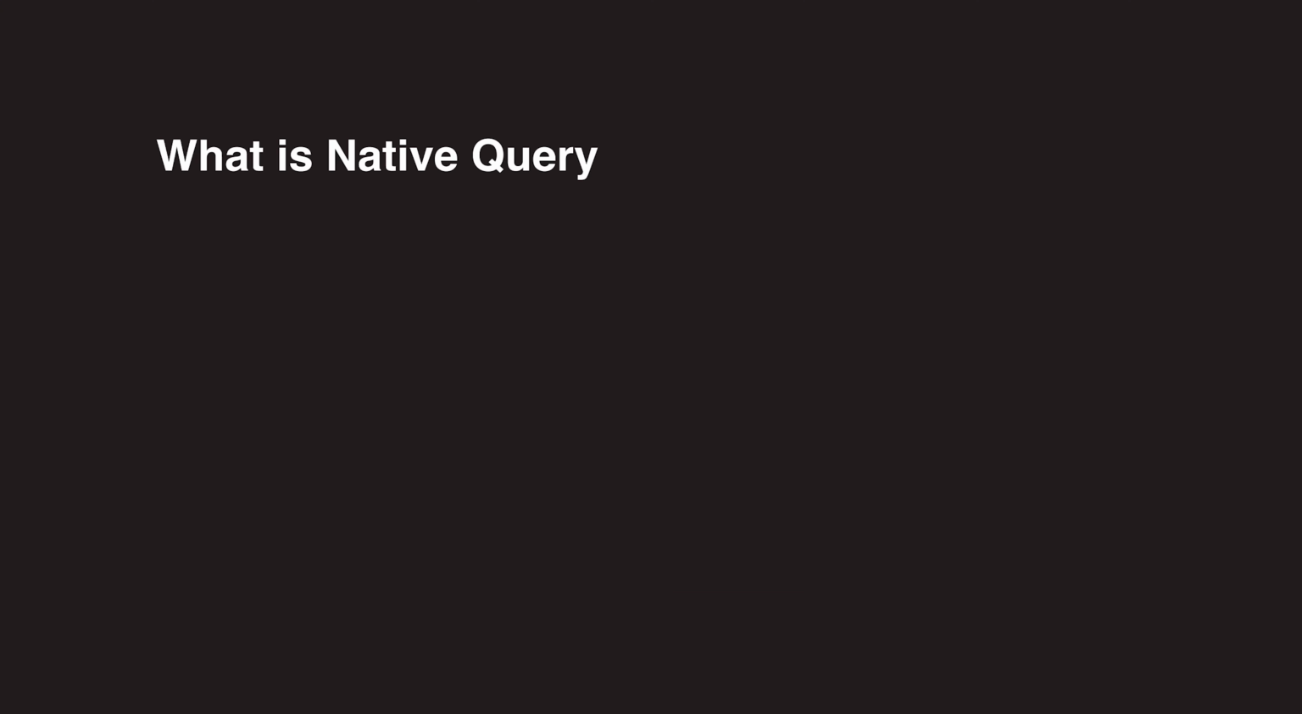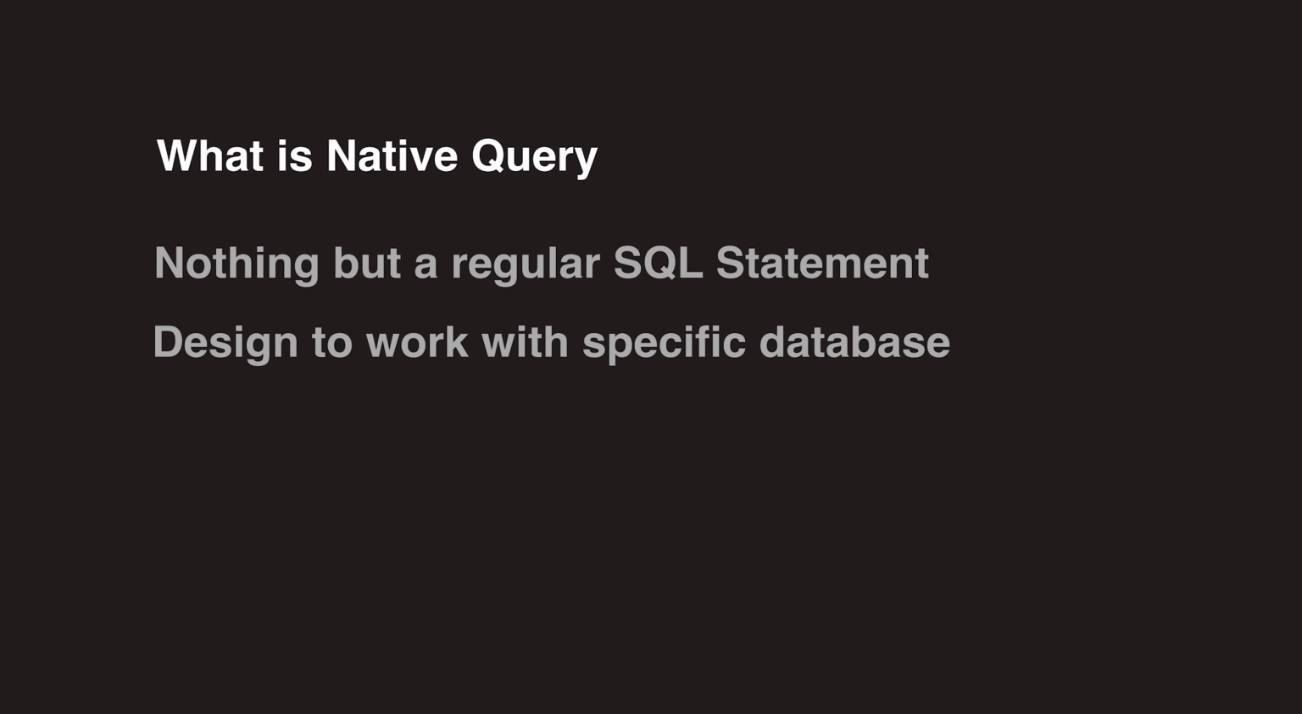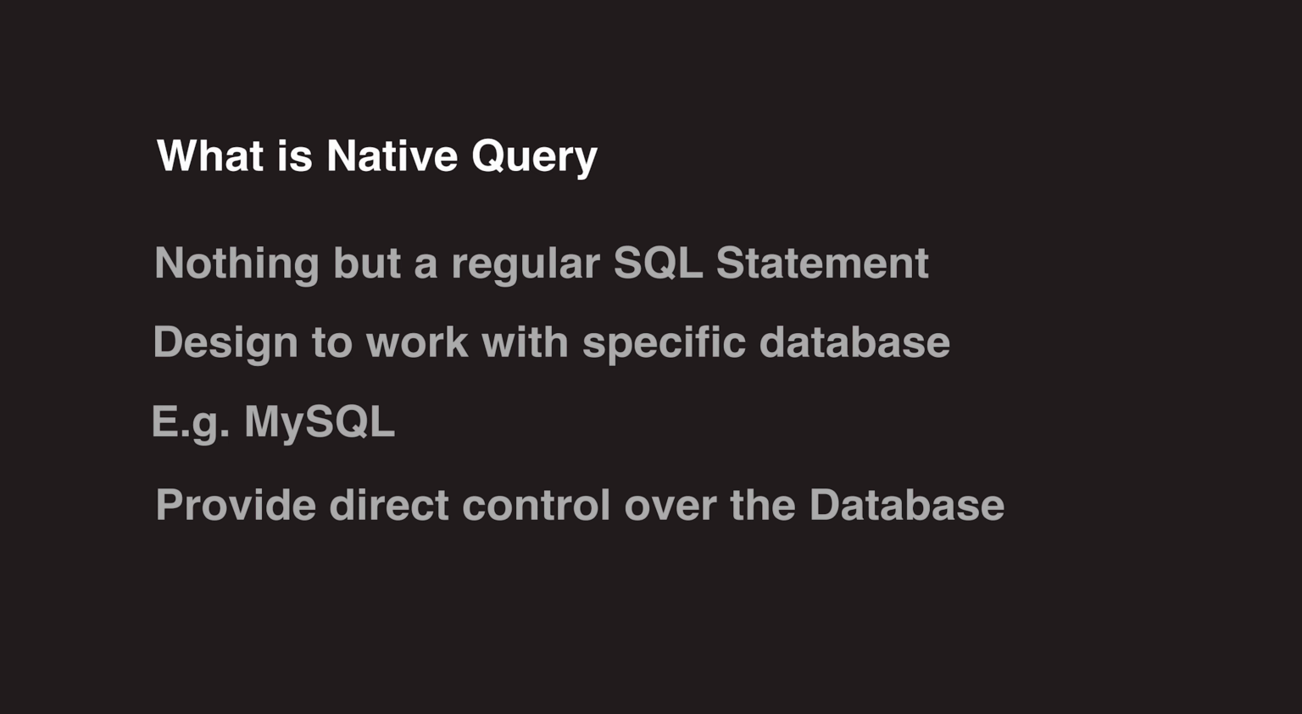So, what exactly is a native query? Well, it's basically a regular SQL statement that's designed to work with a specific database, for example, MySQL. Unlike JPQL, which is a more general purpose query language used by Spring Data JPA, native queries give you direct control over the database and let you use all its specific features.